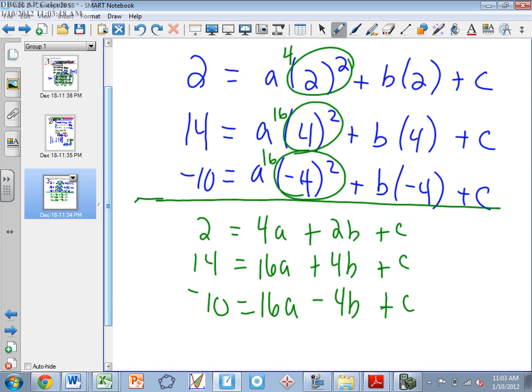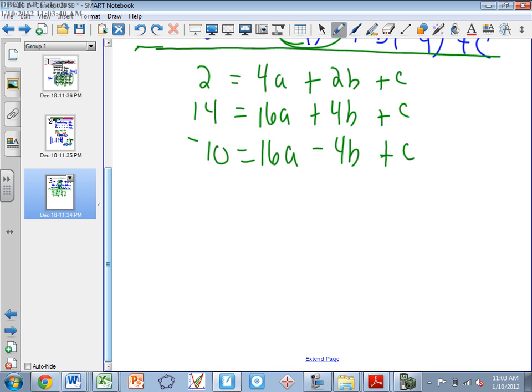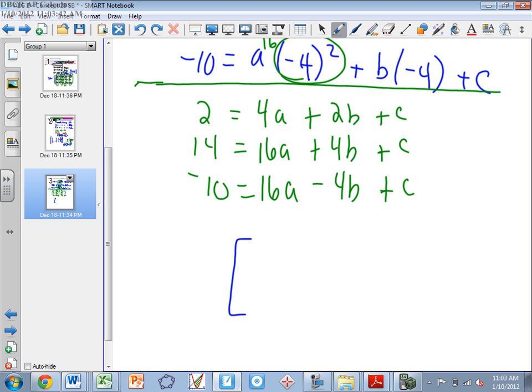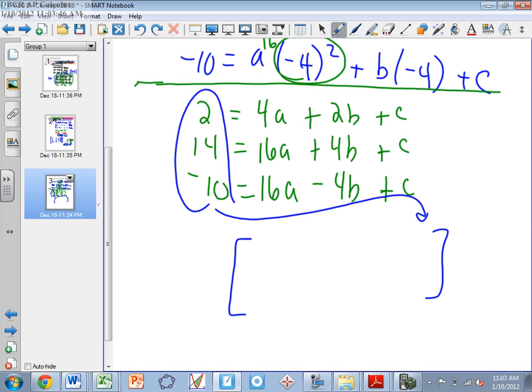Again, take a look, please. Make sure you understand what's going on here. I am just simplifying the numbers. So 4 squared is 16, that becomes this. Negative 4 squared is 16, that comes here. Now, when you input into the matrix, you have to put these constants on the right side. Remember that. Okay? So when you put your final matrix in for this, your final matrix will look like, again, I'm putting these numbers here, these three, all the way over here in this column. 2, 14, negative 10. And then list all of your others.